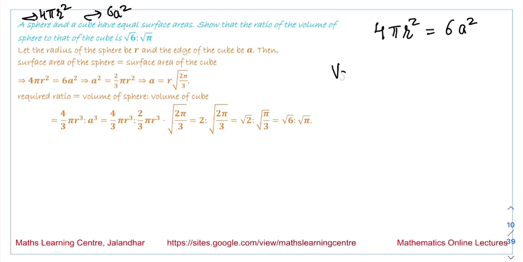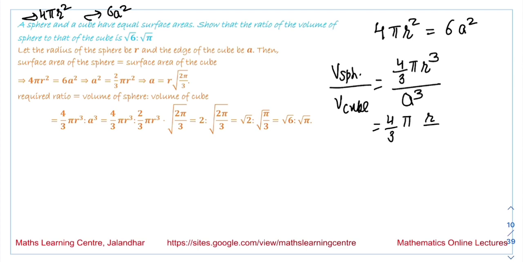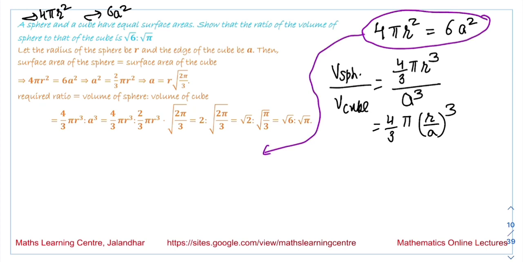When we are talking about the volume of the sphere over the volume of the cube, the formula for the volume of the sphere is 4 by 3 pi r cube, and for the volume of the cube it is a cube. Now we have to calculate the value of 4 by 3 pi times r by a, whole cube. Now from the first equation, we have r square over a square equal to 6 by 4 pi, and this gives us r over a equal to 6 by 4 pi raised to the power 1 by 2.